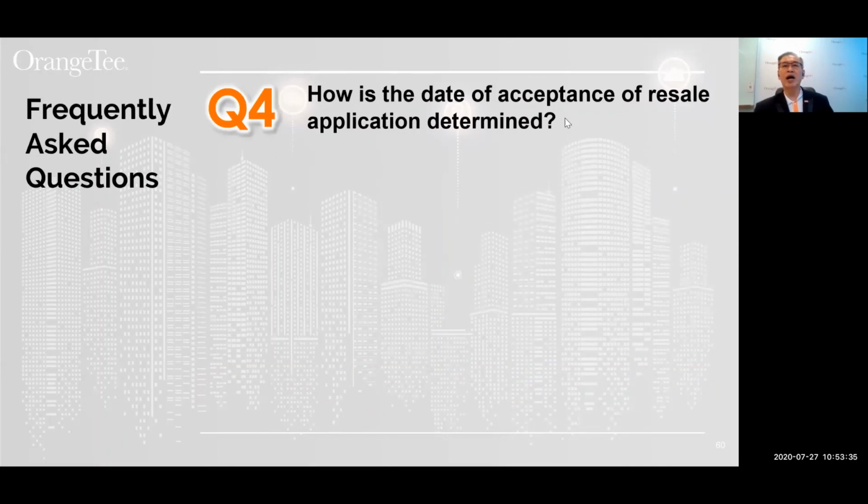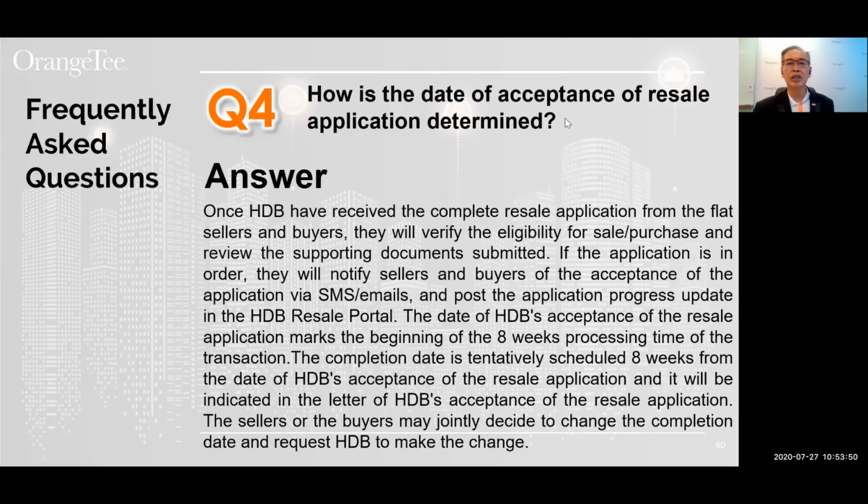Now, question number 4, how is the date of acceptance of resale application determined? It means that when you submit all your documents to HDB, remember earlier on in your registration, right? So HDB provided all your documents are in order. Once HDB receives your complete resale application of the flats, seller and buyer, they have to verify all the eligibility. HDB verifies, but having said that, HDB actually already knows before you even enter this state whether you are eligible to buy or sell, correct?